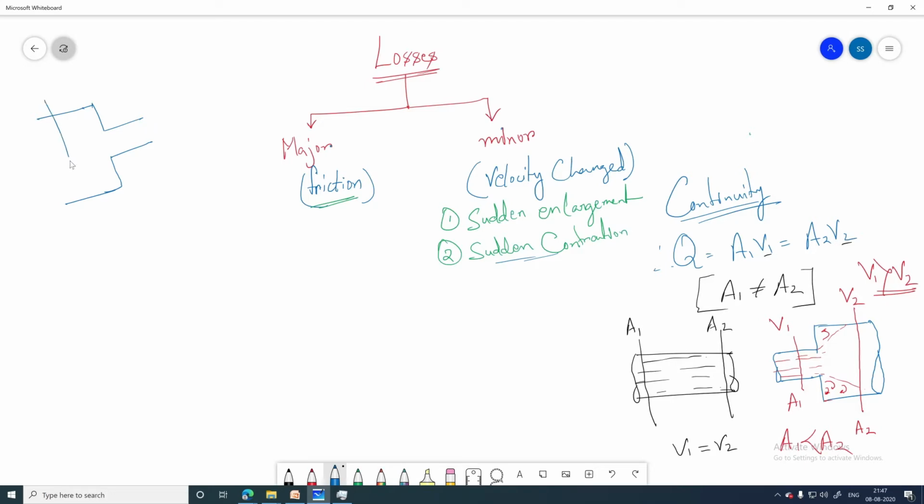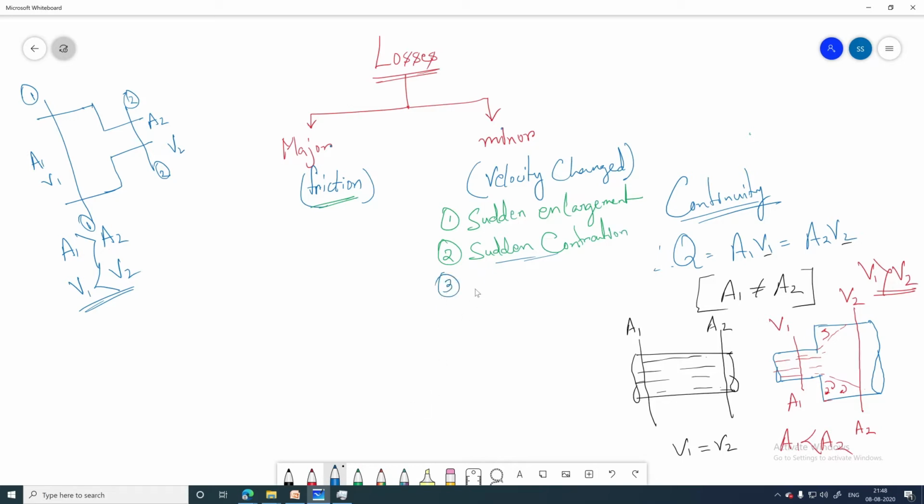So here if we consider this is section 1 with area A1, and here it is section 2, consider it is A2. In such a case A1 is greater than A2. So if the velocity at section 1 is V1 and the velocity at section 2 is V2, then V1 is less than V2, because here the area is small, so velocity is higher. Okay, so this is for the case of sudden contraction.